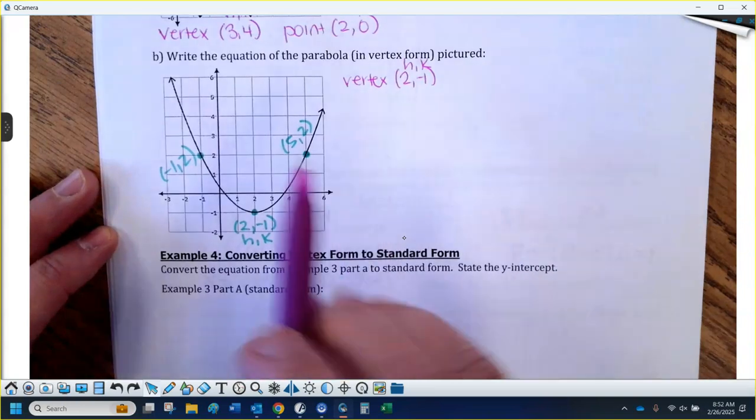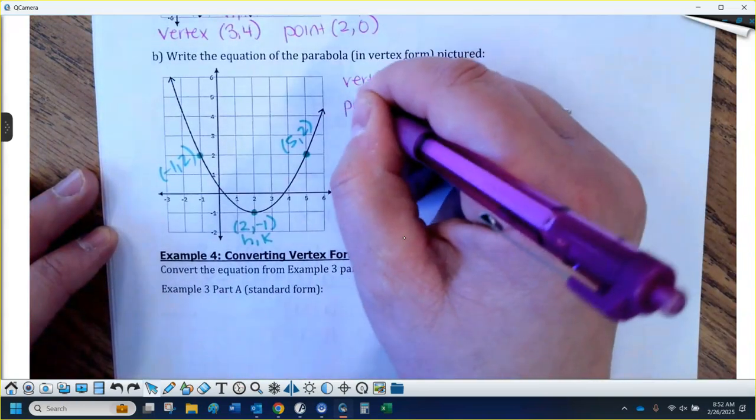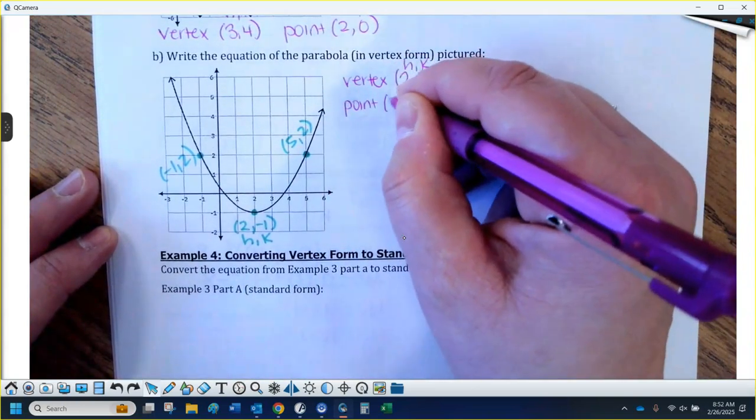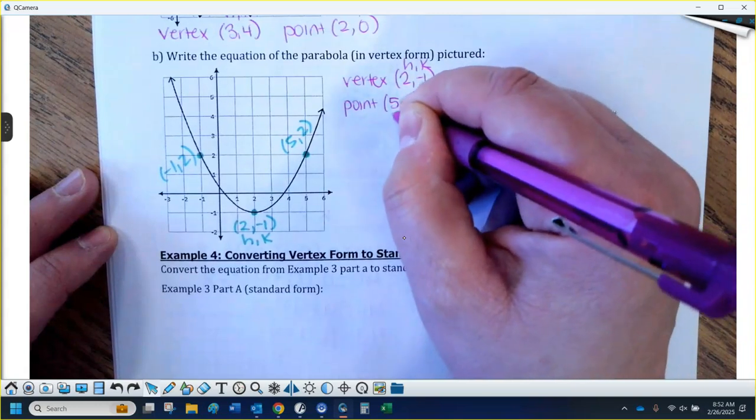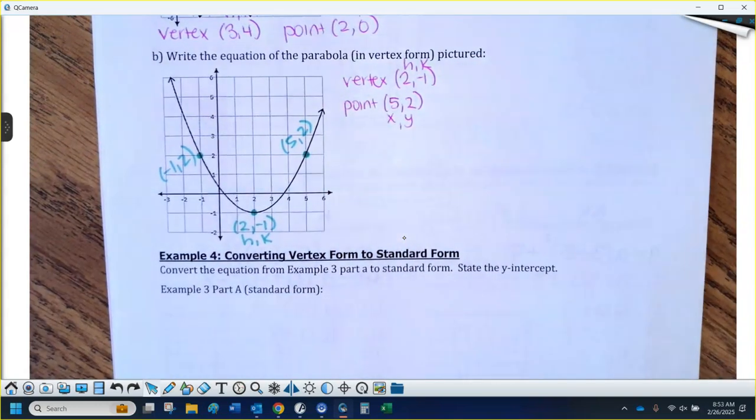If it's me, I don't know. It doesn't matter. You just pick one of those points. I'm going to do 5, 2. That's your x and y. I'm just picking that because I'm not trying to mess around with the negative if I don't have to.